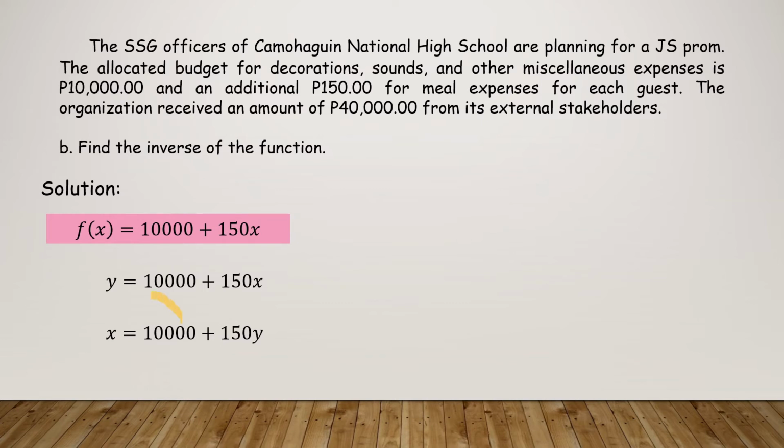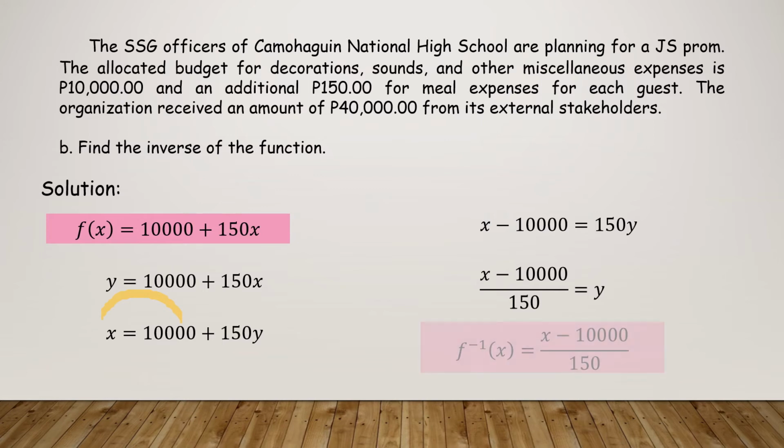Transpose lang natin ang 10,000 sa other side or use additive inverse. We have x minus 10,000 is equal to 150y. Divide both sides by 150, and we've got x minus 10,000 all over 150 is equal to y. Therefore, the inverse of f of x is equal to x minus 10,000 all over 150.